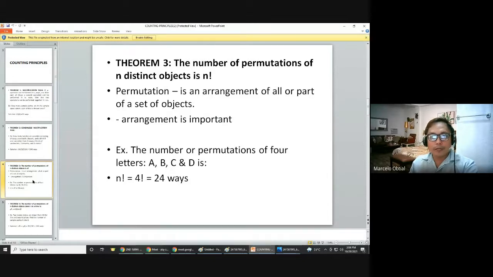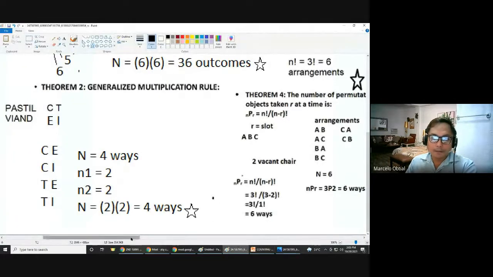Now, what do you mean by permutation? Permutation is the arrangement of all or part of a set of objects. Just take note that under permutation, arrangement is important. Later, malalaman natin yung difference kapag nandun na tayo sa combination. Let's go back to our whiteboard under theorem number 3.